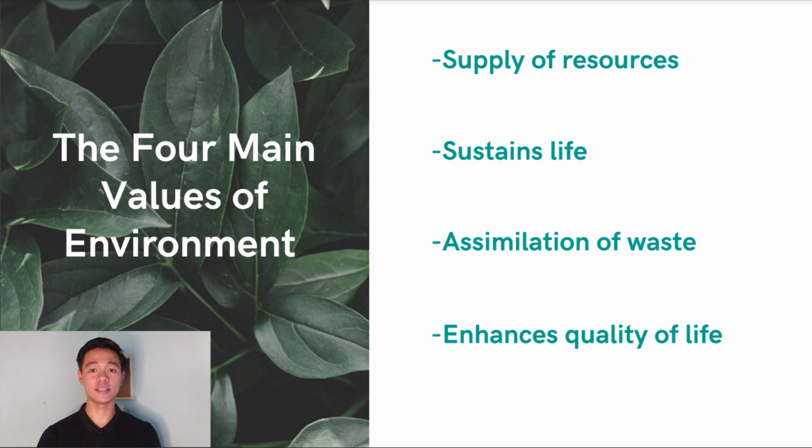Third, assimilation of waste. Production and consumption activities generate waste. This occurs mostly in the form of garbage. The environment helps in getting rid of the garbage. The fourth one is enhancing the quality of life. Environment enhances the quality of life. Man enjoys natural beauty like rivers, mountains, deserts, and beaches. These add to the quality of life.